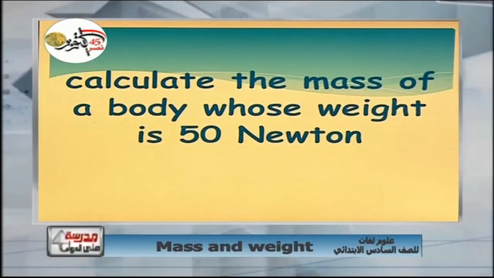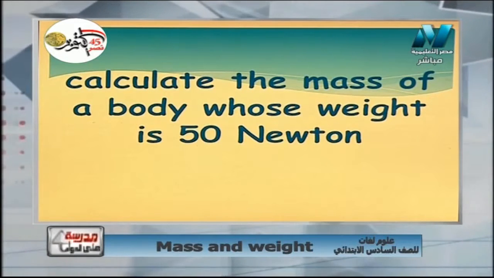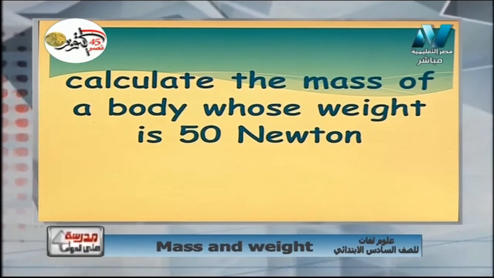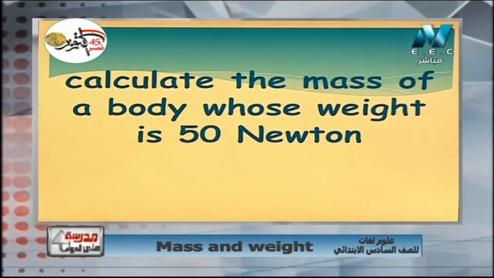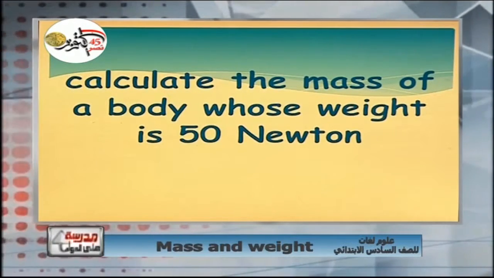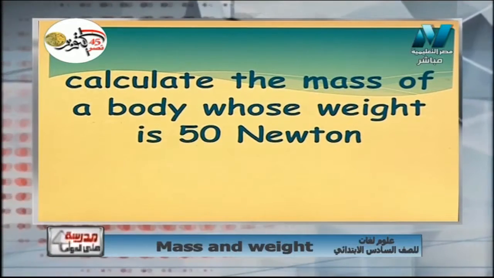And another problem of mass and weight. I think we have more time today. The problem says: calculate the mass of the body whose weight is 50 Newton. I think it's a very easy problem. But before I answer the problem, I must write what? I must write the two magic triangles.